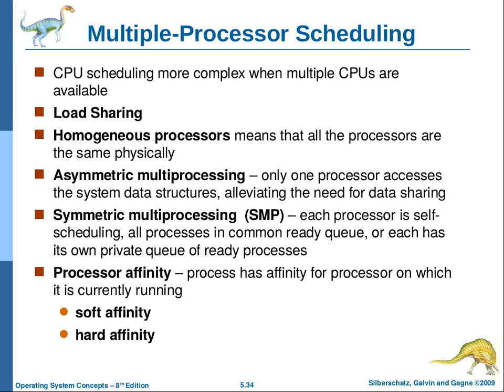So if you have multiple processors, in general they're some kind of homogeneous processor, they're usually pretty close to one another. Asymmetric just means only one processor accesses system data structures, alleviating the need for sharing, while in symmetric multiprocessing, each processor does its own scheduling, with all processes in a common ready queue, or each having its own private queue of ready processes. Which of these is better? Asymmetric. Why would you say asymmetric is better? Because you don't have to share data. All right. But from a performance standpoint, are you taking advantage of all the processors? That depends. Good answer.